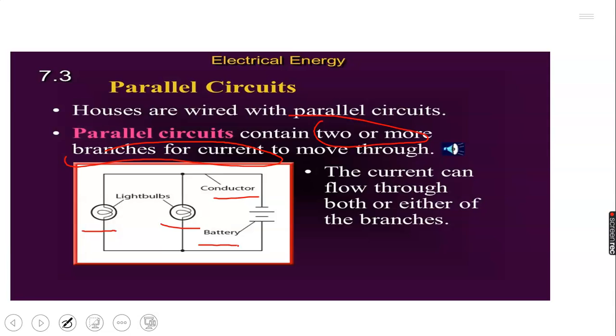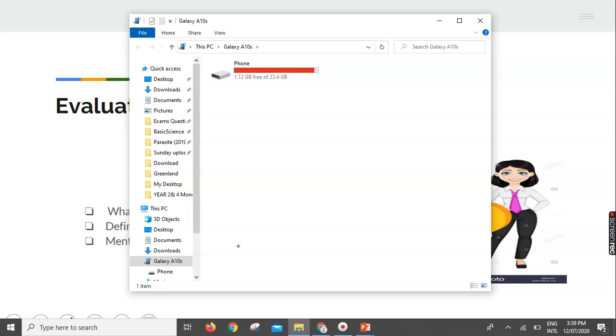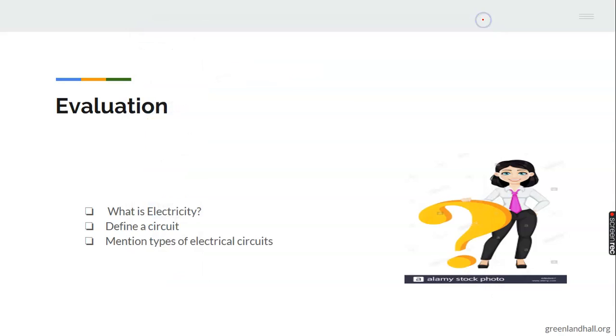That's a parallel circuit. Now we have come to the end of the topic on basic electricity, and I'm sure you have been able to see what electricity is all about, what a circuit is all about, and some different kinds of circuits that we have. So let's go to the question aspect of the class. Let's see what you have been able to learn.